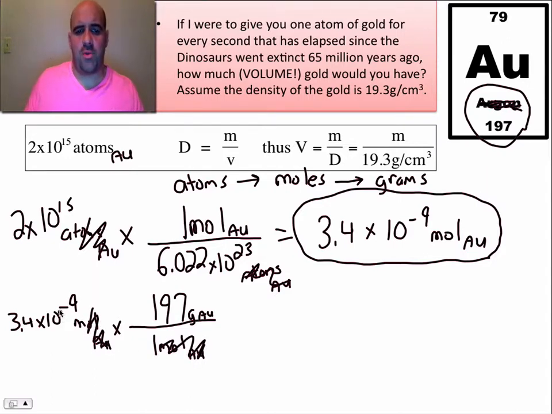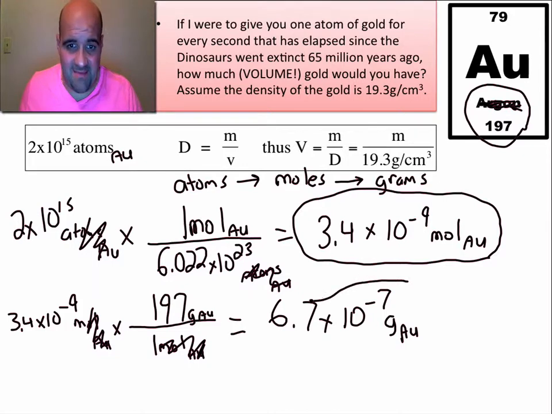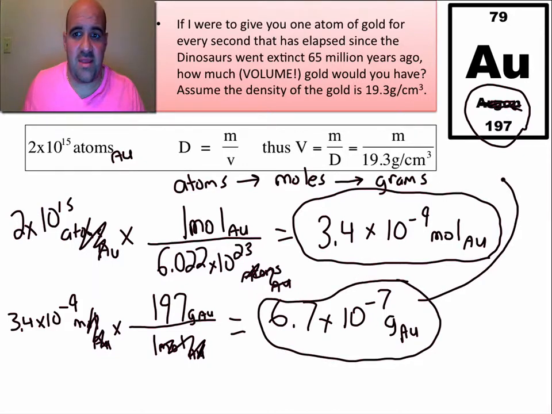And essentially I'm multiplying these two numbers: 3.4 times 10 to the negative ninth times 197. And that's going to equal 6.7 times 10 to the negative 7th grams of Au. And that's actually the mass I'm looking for. This is the mass of gold I have. I'm going to plug it into this formula right here and solve, and I'm done.